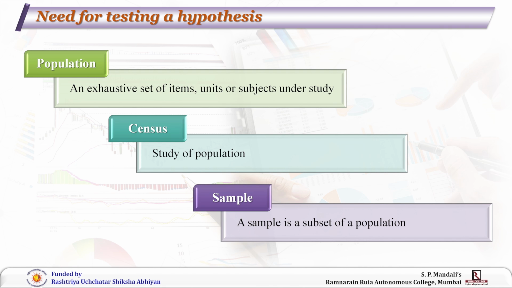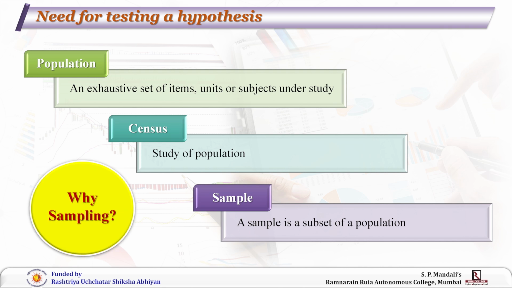Let us see a few definitions. Population is a set of all possible objects, an exhaustive set under study. Census is the study of this population. But it is practically not possible to have all the units of the population studied, hence a sample needs to be studied. Sample is a subset of the population.